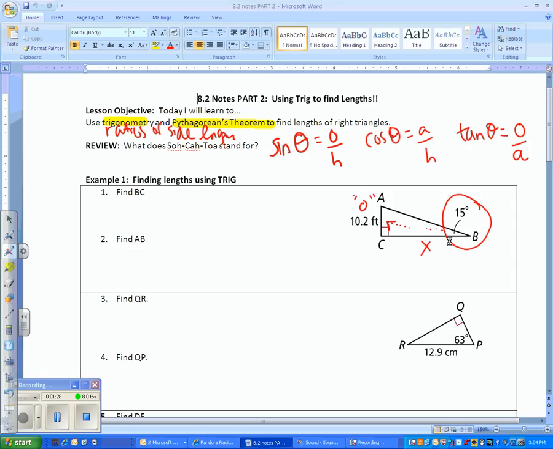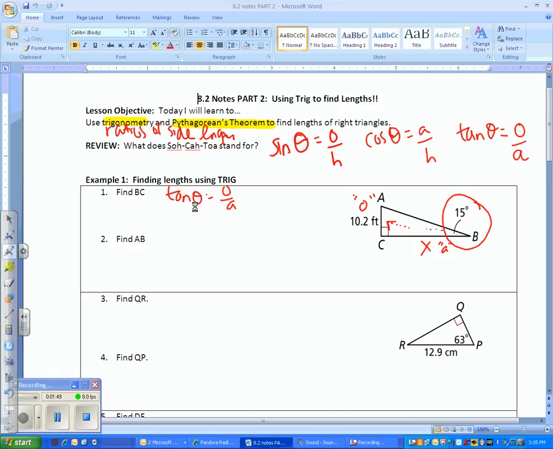And then x is right next to angle B. It's touching it, and it's not the hypotenuse because the hypotenuse is across from 90 degrees. So we have an opposite side and we have an adjacent side. Now, which of these three trig functions talk about opposite and adjacent? Well, tan does. So we're going to use this equation, and we're just going to fill in our knowns.